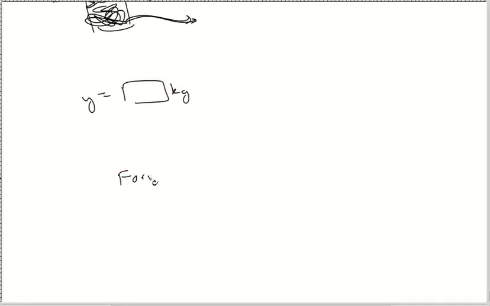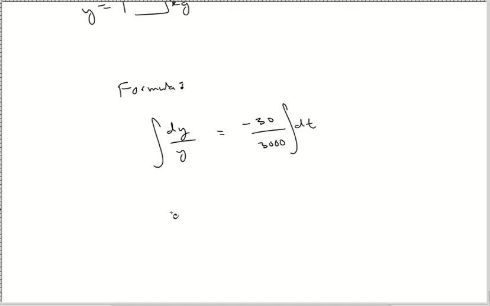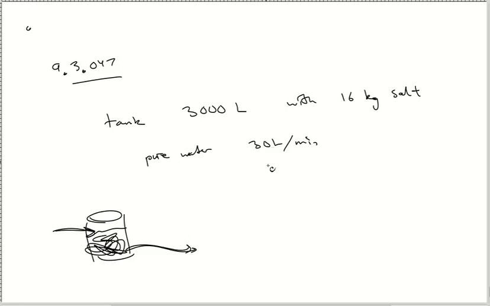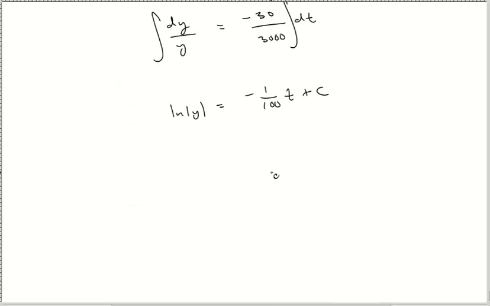I have to give you a formula for this particular problem to make it work at all. dy over y is equal to negative 30 over 3,000 dt. And so what you're going to do is integrate both sides to get ln of y is equal to negative 1 over 100 t plus c. Notice that I got the 30 and the 3,000 from these numbers right here. Pretty straightforward. They want to solve for y, so I'm going to e both sides. And so I get C e to the negative 1 over 100 t. And that's cool.